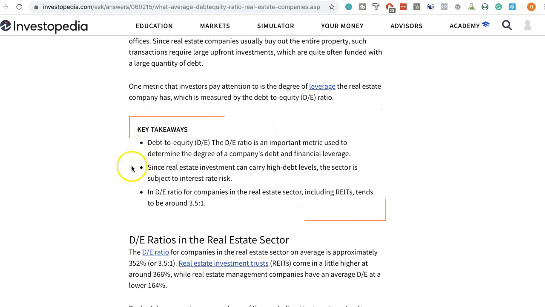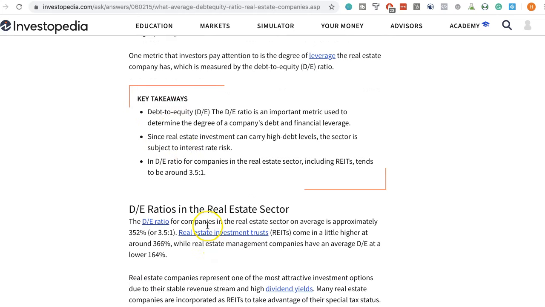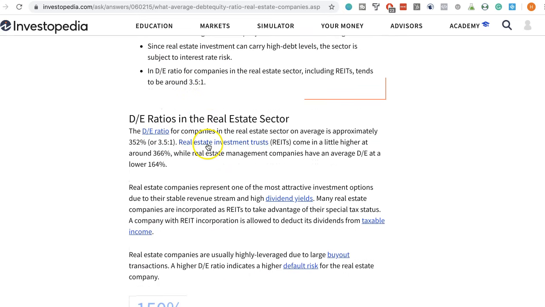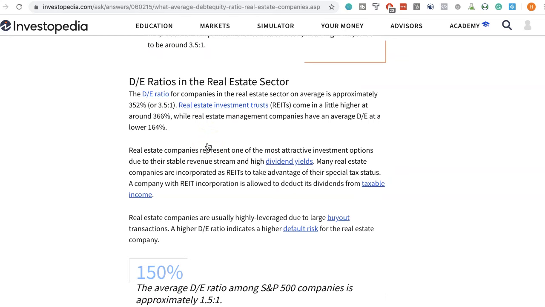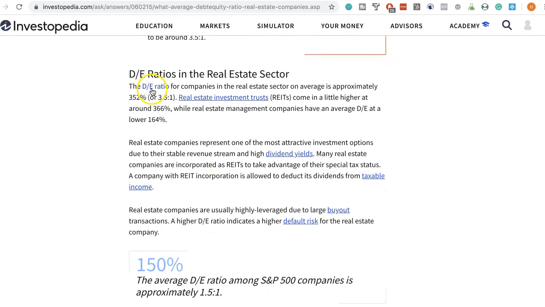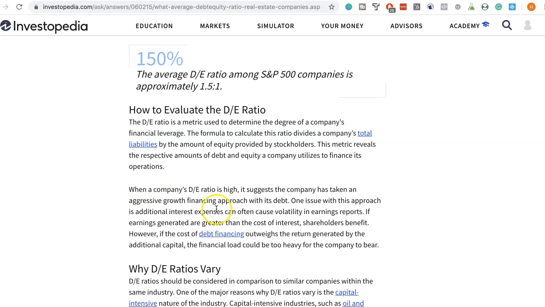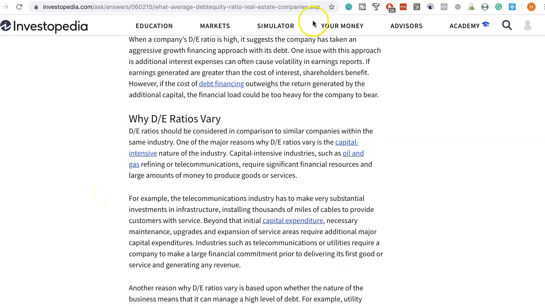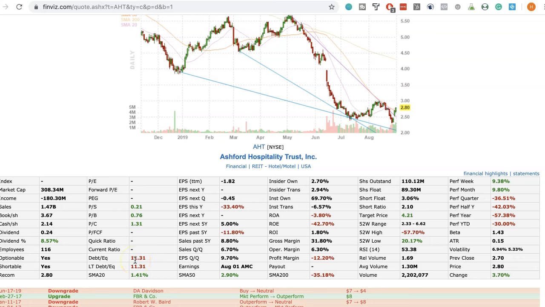Okay, so what we see here is that generally speaking, REITs have a higher debt to equity ratio, so they'll have higher liabilities than your average S&P 500 company, where they say about a 1.5 to 1, whereas for the real estate sector, you'll see it a little higher. All right, and that just basically means that the company has taken an aggressive growth financing approach with its debt. So the reason it varies is because the higher it is, the higher chance there is of instability.